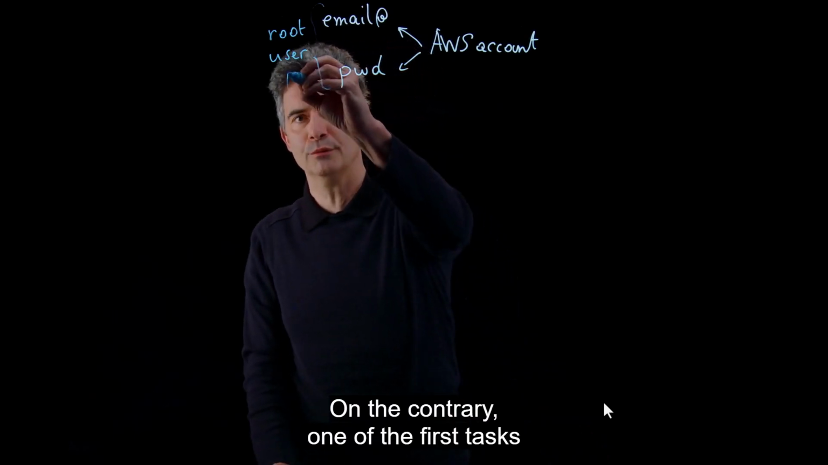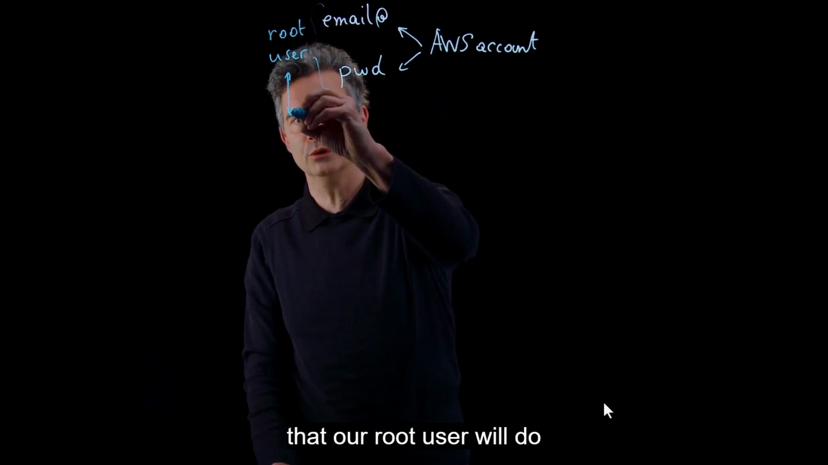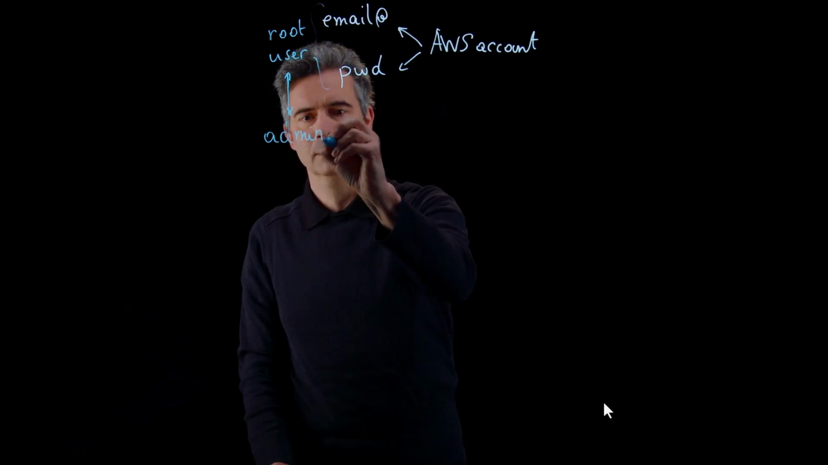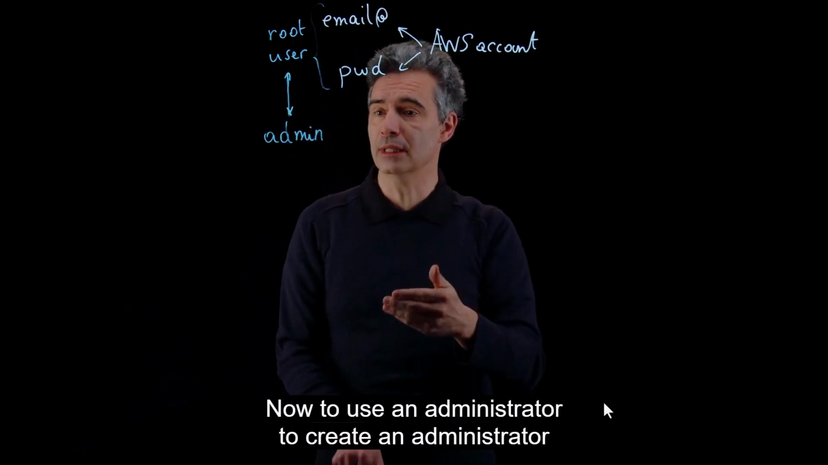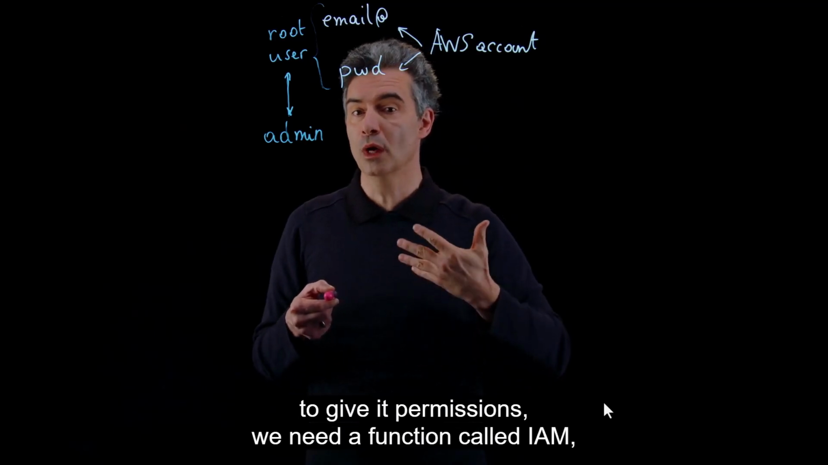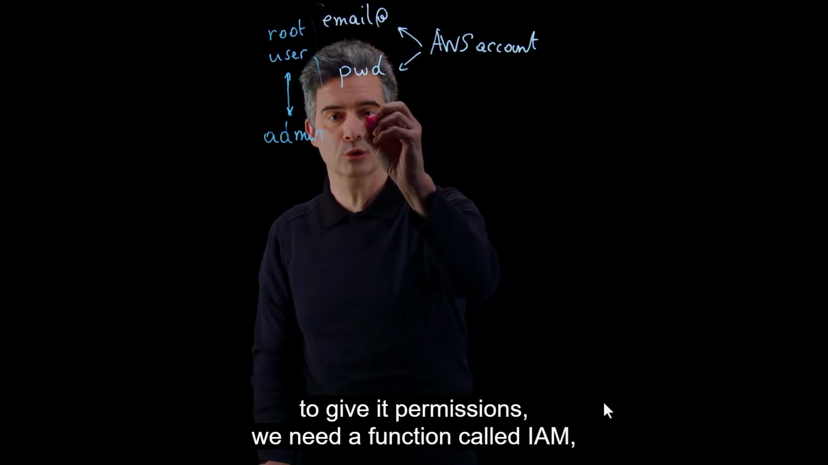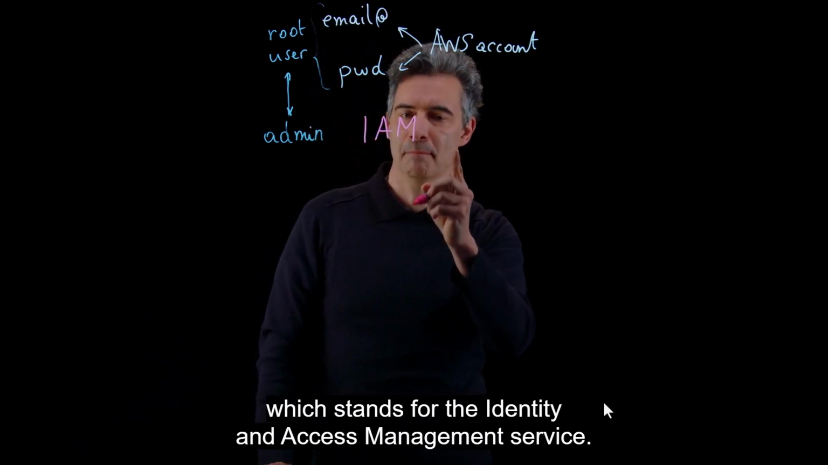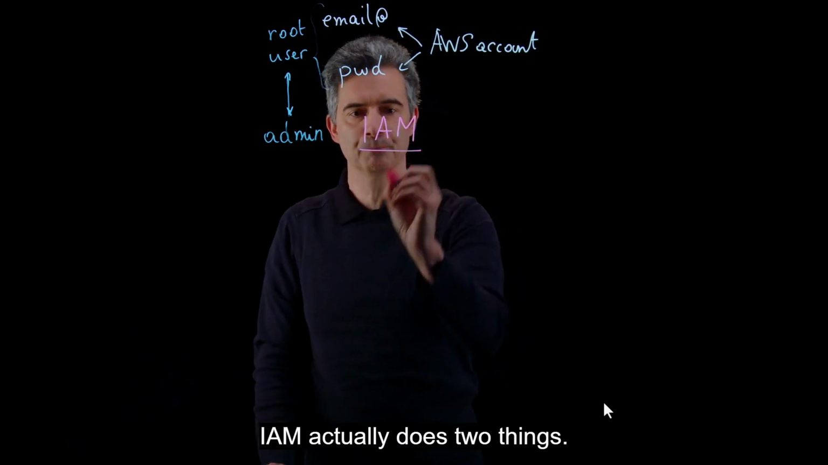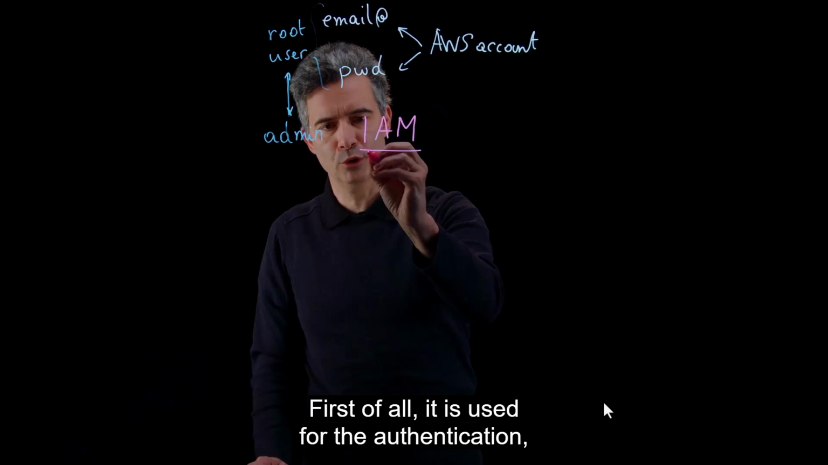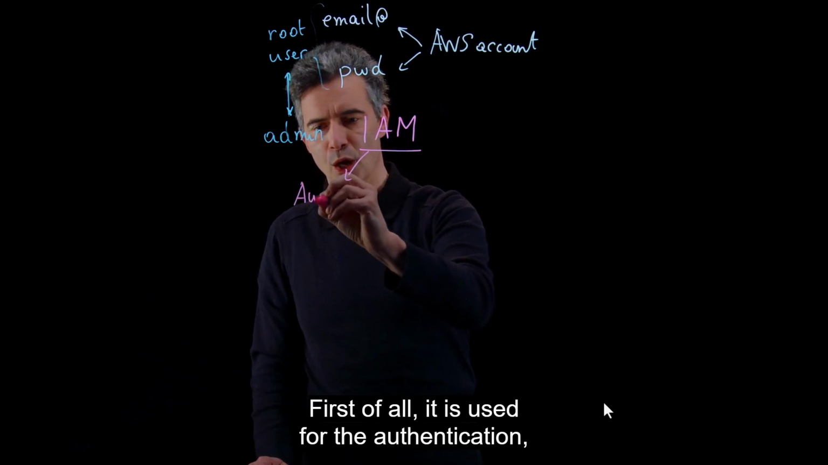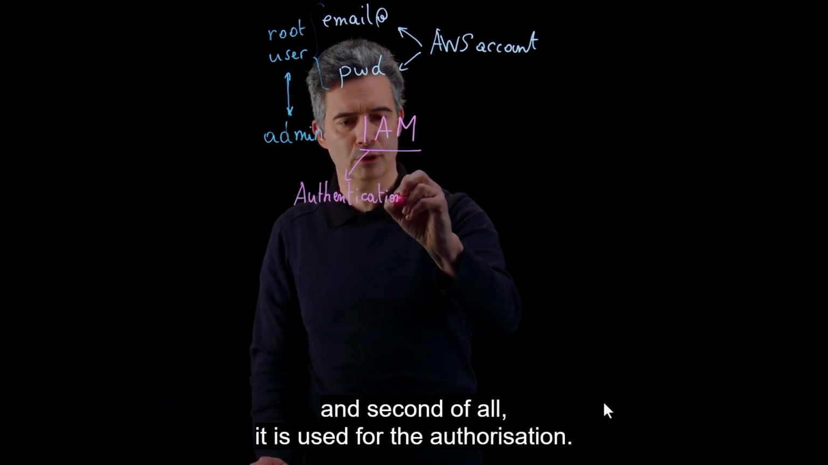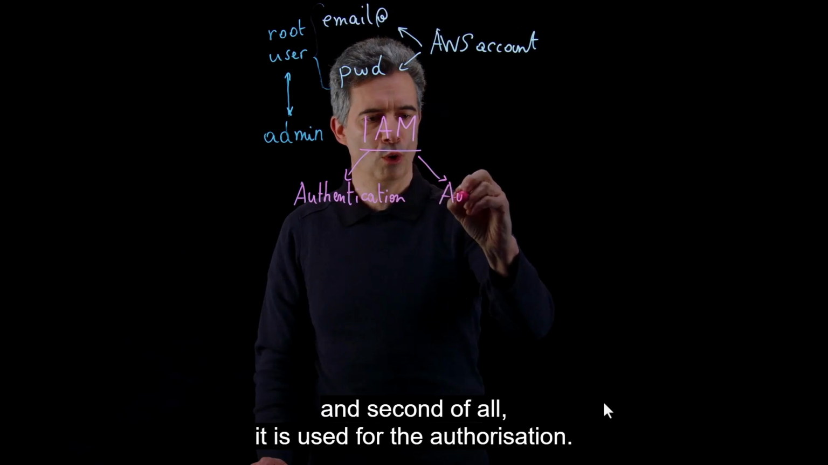On the contrary, one of the first tasks that our root user will do is to actually create an admin or administrator. Now, to create an administrator, to give it permissions, we need a function called IAM, which stands for the Identity and Access Management service. IAM actually does two things. First of all, it is used for the authentication. And second of all, it is used for the authorization.